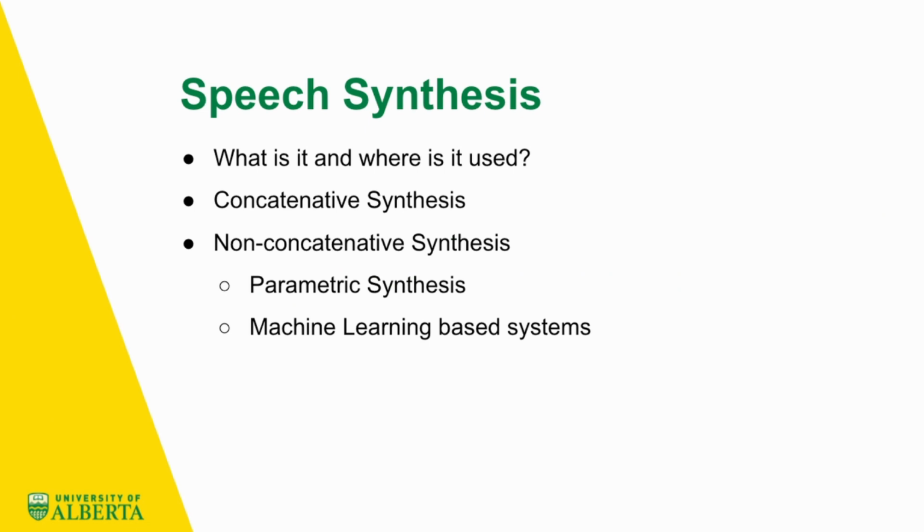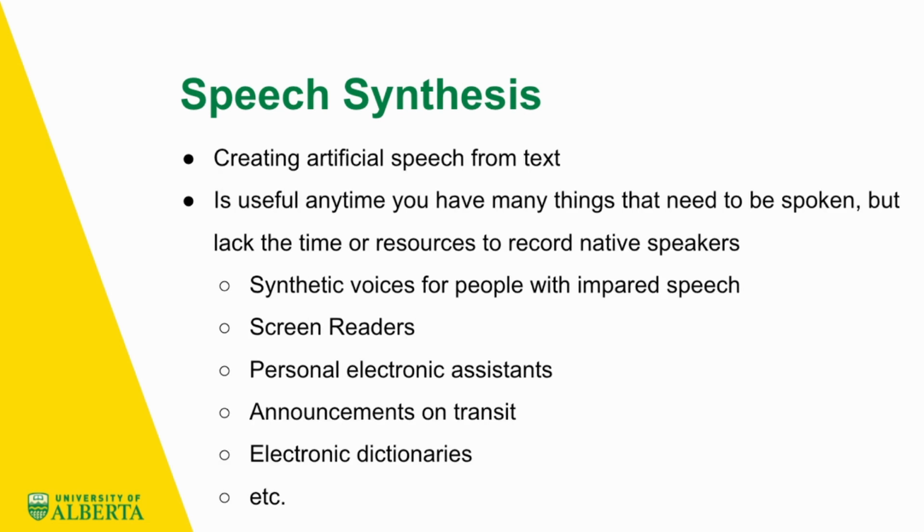So let's talk about what speech synthesis actually is and where it's used. And then let's talk about the different forms of speech synthesis. The two main forms are concatenative synthesis and non-concatenative synthesis. And then within non-concatenative synthesis, we have parametric systems and machine learning-based systems. Speech synthesis is just creating artificial speech, usually from text as an input.